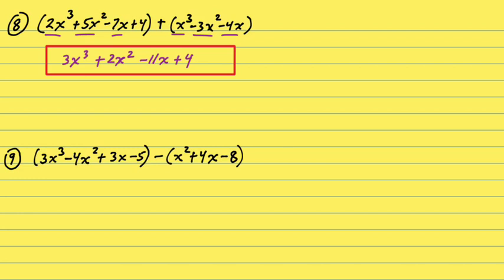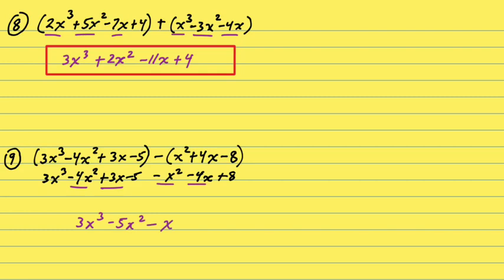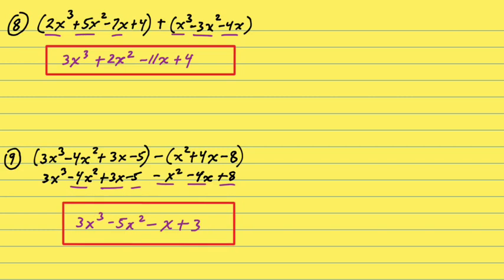Now, addition is a little easier than subtraction. Subtraction, you have to distribute your negative and add, or just change your signs and add. So that's going to become -x squared, -4x, and a +8. Combining like terms, 3x to the third is the only x cubed. -4x squared, -1x squared becomes -5x squared. 3x and a -4x is a -1x. Then -5 and a +8 is a +3. So we've basically simplified these expressions.